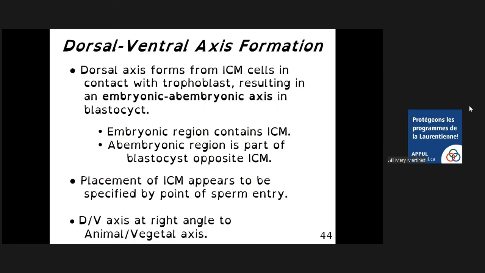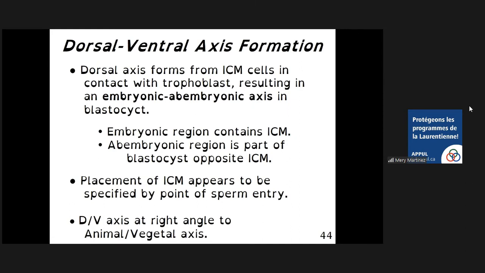Okay, so for this dorsoventral axis, we don't know too much about it, particularly in mammals, of course. We know that the dorsal axis forms from the ICM, the inner cell mass that we discussed last time, that is in contact with the trophoblasts. Remember, the trophoblasts are the external cells that are surrounding. But also, this will result in the abembryonic axis. This is something that we're going to see in the lab of the blastocyst.